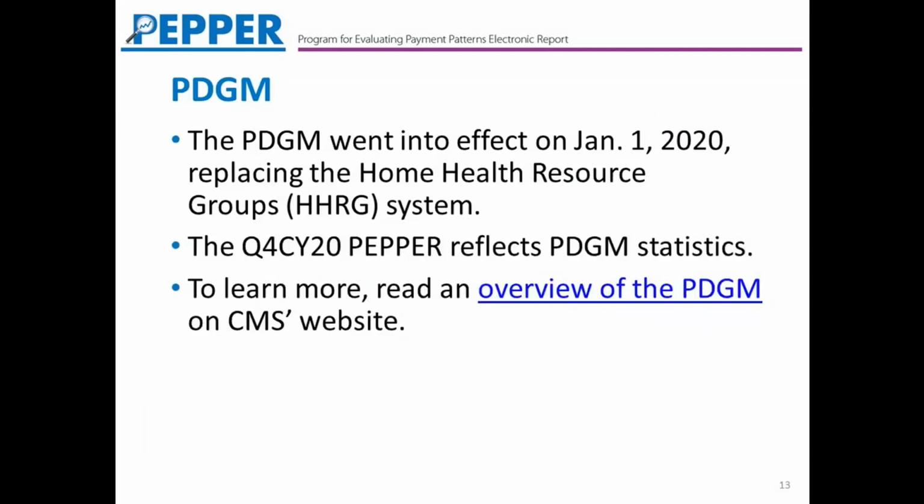The patient-driven grouping model, PDGM, went into effect at the beginning of 2020, and our team coordinated with CMS to adjust the PEPPER accordingly. This PEPPER version Q4 CY20 is the first release to reflect the PDGM statistics and the modifications that were made to the PEPPER. CMS has developed many resources for providers related to the PDGM, and you can find them on the CMS website through the link that is linked on this slide.